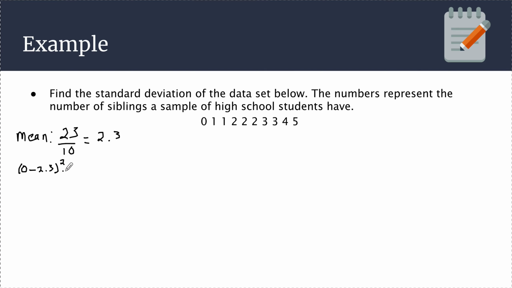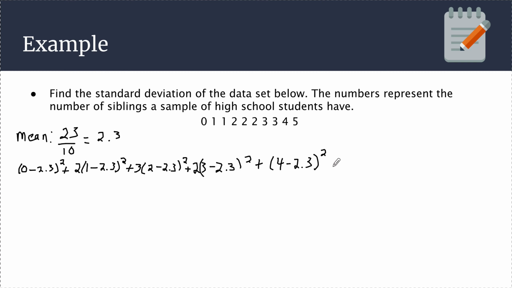So 0 minus 2.3 squared plus 1 minus 2.3 squared. But there are two of those, so I'm going to go ahead and say 2 times that. Plus 2 minus 2.3 squared, and I would do that 1, 2, 3 times. I could add it 3 times, or I can just say 3 of those. Plus 3 minus 2.3 squared, and there are 2 of those, so I will add that. Plus 4 minus 2.3 squared, there's only one of those, plus the quantity 5 minus 2.3 squared.